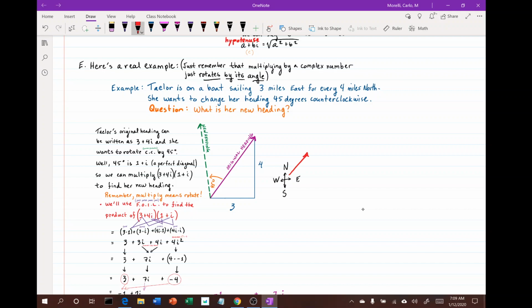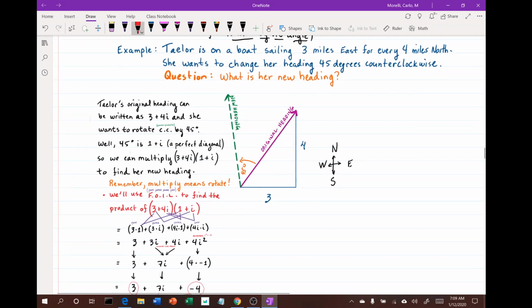She wants to change her heading by 45 degrees counterclockwise. So she wants to turn the boat 45 degrees counterclockwise. What is her new heading? She's going to turn the boat 45 degrees to this direction, and we want to know what her new heading is after that. We don't know this, but that doesn't matter. We're not even going to find that. We don't care about that. We're going to be able to find her new heading, though. Watch this. Let's zoom in on this a little bit.